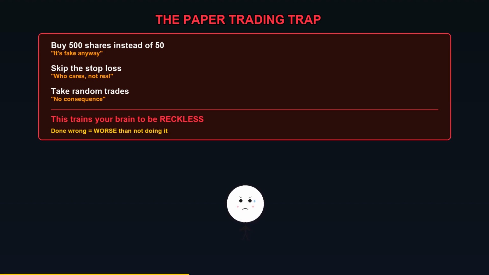The paper trading trap. Most people do not take paper trading seriously. They buy 500 shares instead of 50 because it is fake money anyway. They skip their stop loss because who cares? It is not real. They take random trades because there is no consequence. This teaches terrible habits. You are training your brain to be reckless. When you switch to real money, your brain remembers those habits. And now they cost you real money. Paper trading done wrong is worse than not paper trading at all.